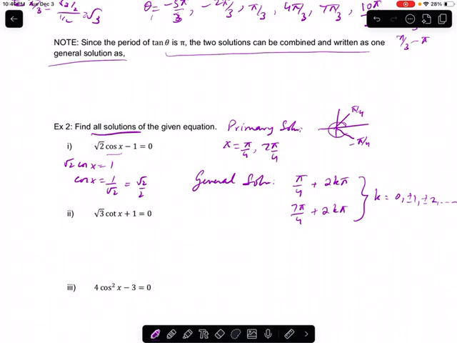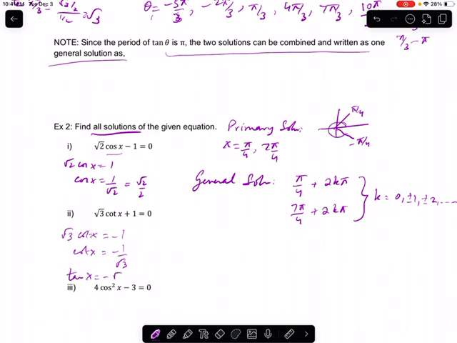Looking at the next equation, again this is a trigonometric function, cotangent x. So we have to separate cotangent x. So we can say square root of 3 cotangent x equals negative 1. So cotangent x is equal to negative 1 over square root of 3. We are more familiar with sine, cosine and tangent, so I would like to convert it into a tangent equation. So tangent of x will be equal to negative square root of 3.